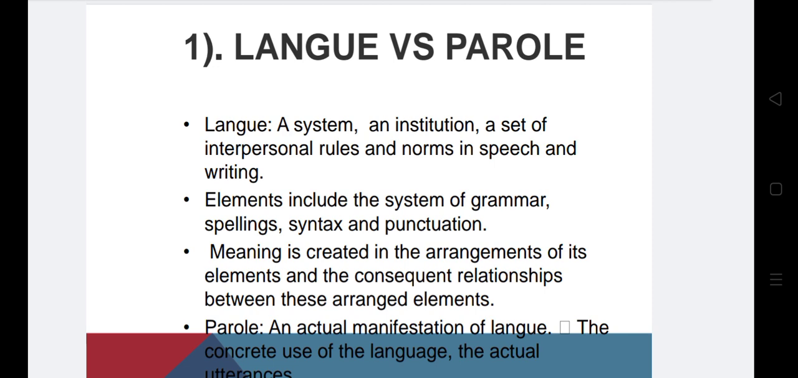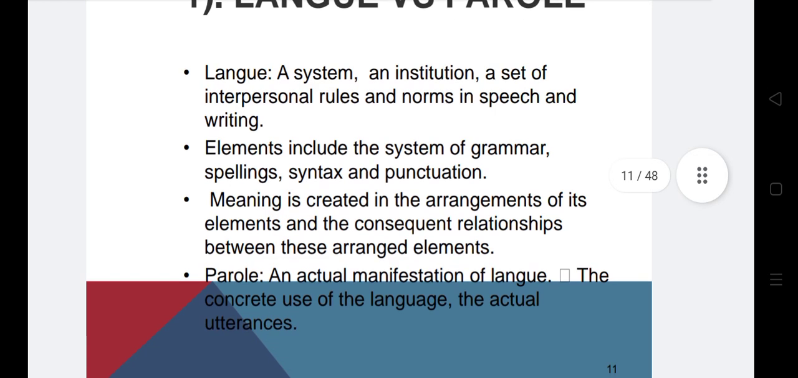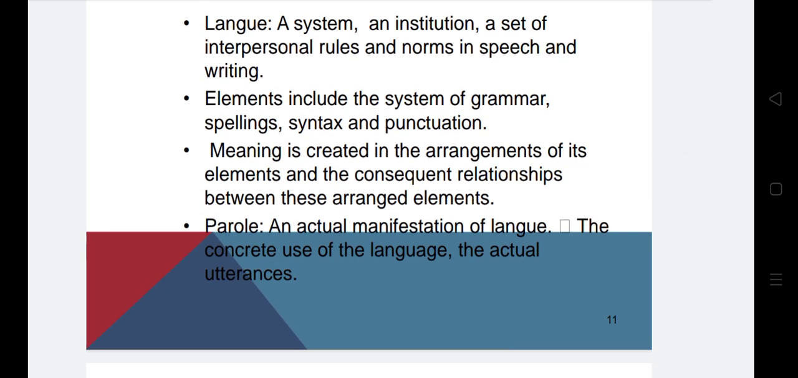These are phenomena in linguistics. Langue is a system, an institution or set of interpersonal rules in speech and in writing. The elements include the system of grammar, spelling, syntax, and pronunciation. Here the meaning is created in the arrangement of its elements and the consequent relationship between these arranged elements. Whereas parole means the actual manifestation of language, the concrete use of language or the actual utterance.